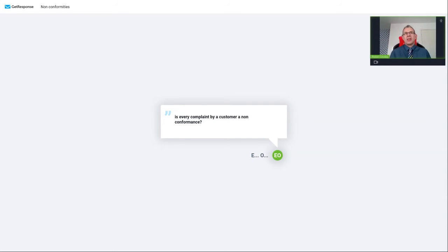Now, if somebody's been charged excessive amounts of money for something that they didn't receive and they've complained about it, then potentially something's fallen down in your office processes.